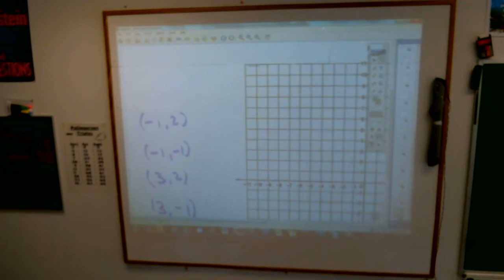Plot me your points and show me that you can plot the correct rectangle there. Let's see. Are they all in different boxes? They might be. It looks like it. They'll all be in different quadrants, but they'll form a rectangle.